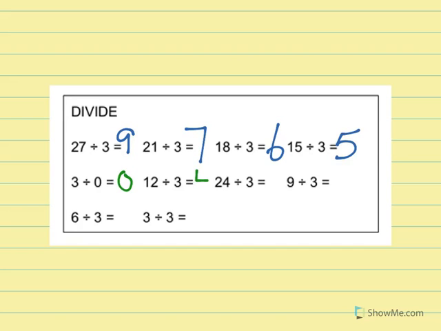12 divided by 3 is 4. 24 divided by 3 is 8. 9 divided by 3 is 3. 6 divided by 3 is 2. And 3 divided by 3 is 1.